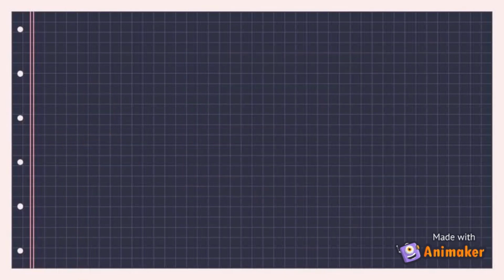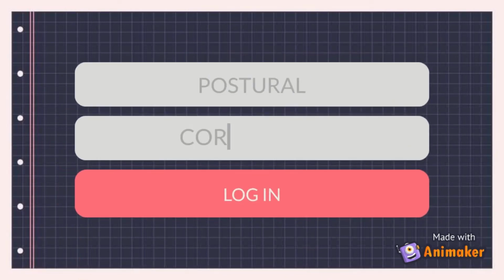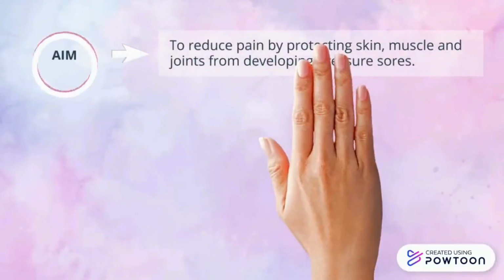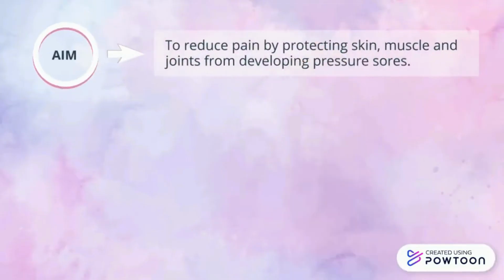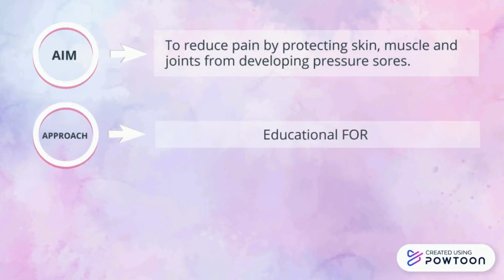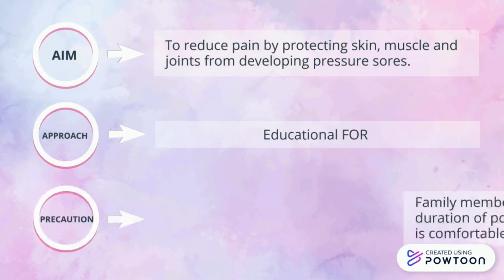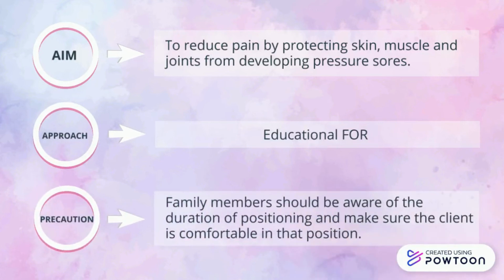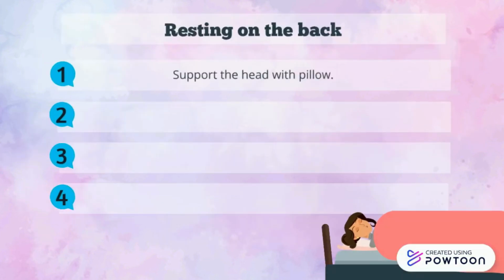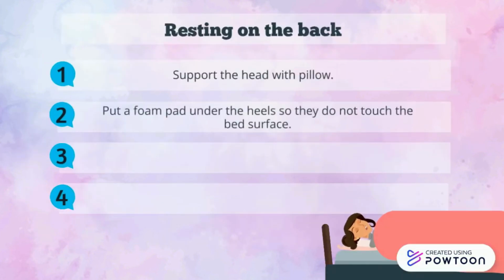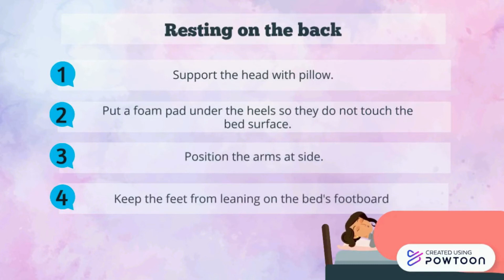Okay, then we will go to the last intervention, which is postural correction. The aim is to reduce pain by protecting skin, muscle and joints from developing pressure sores. The approach used for this intervention is educational FR. For the precautions, the family members should be aware of the duration of positioning and make sure the client is comfortable in that position. For resting on the back, first support the head with a pillow and then put a foam pad under the heels so that they do not touch the bed surface. Next, position the arms at the side and keep the feet from leaning on the bed's footboard.